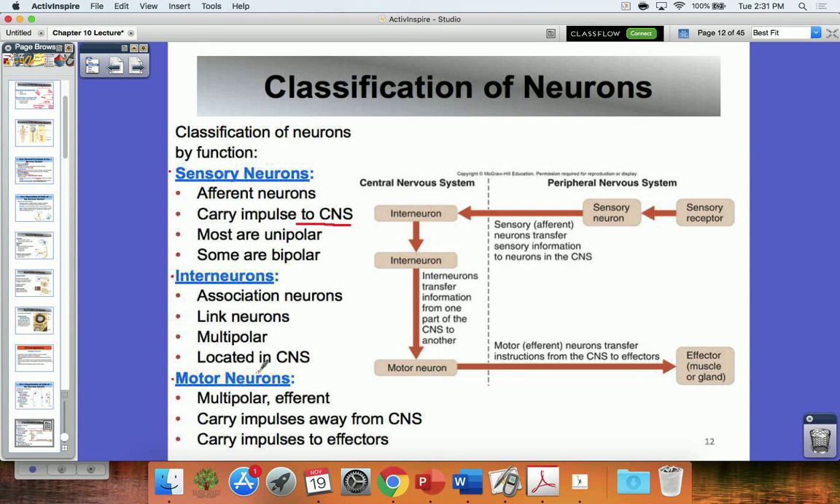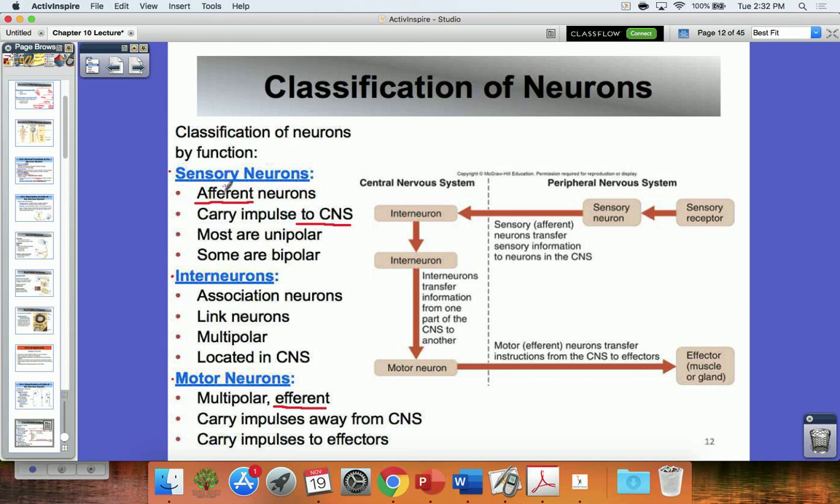The motor neuron, we're going to have mostly our multipolar neurons, and they're going to be responsible for taking information away from the CNS into a muscle or a gland. Another thing I failed to remember just on this slide, another name for sensory neurons is afferent neurons. So if you see afferent or sensory, they both mean the same thing. And motor neurons, another word for those, efferent.